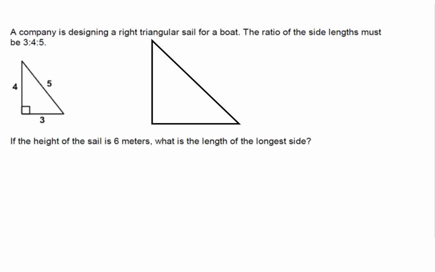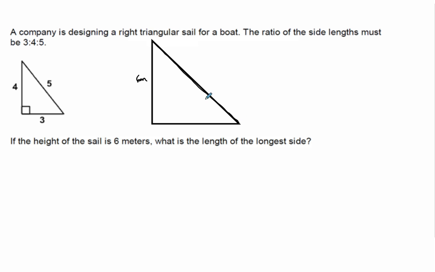Okay, a company is designing a right triangular sail for a boat. The ratio of the side lengths must be 3, 4, 5. So if the height of the sail is 6 meters, then what is the length of the longer side?